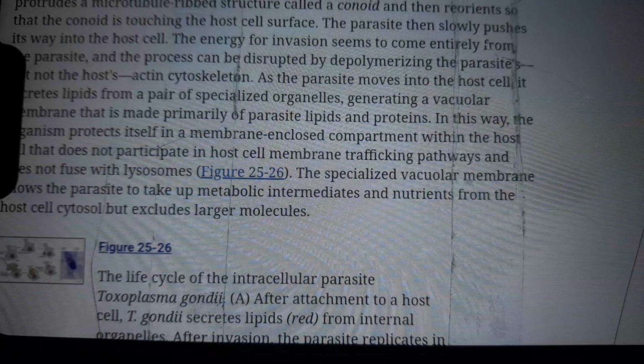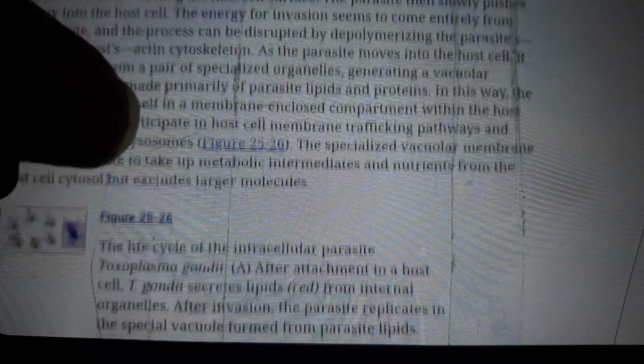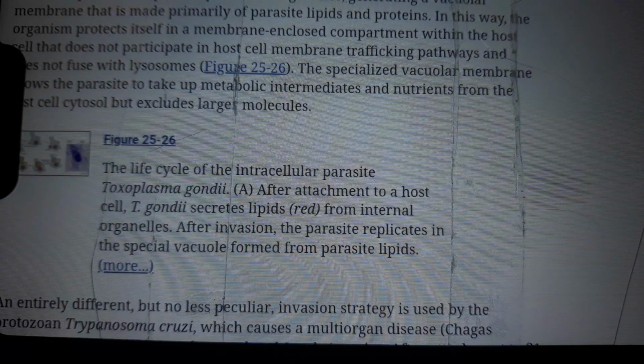part of the parasite. Toxoplasma gondii, the cat parasite that causes occasional serious human infection, is an instructive example. When this protozoan contacts a host cell, it protrudes a microtubule rib structure called a conoid and then reorients so that the conoid is touching the host cell surface. The parasite then slowly pushes its way into the host cell. The energy for invasion seems to come entirely from the parasite, and the process can be disrupted by depolymerizing the parasite's, but not the host's, actin cytoskeleton.